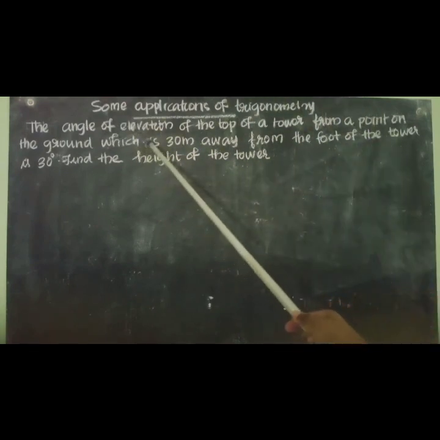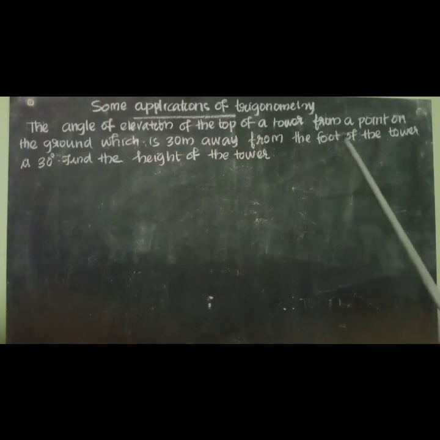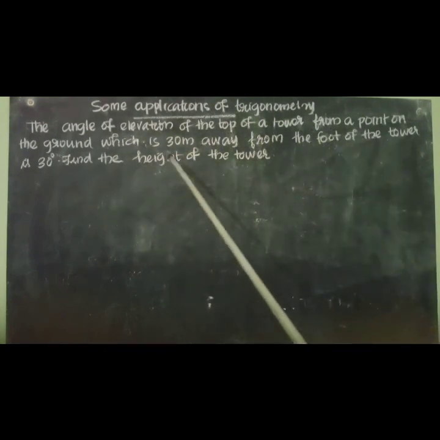The angle of elevation of the top of a tower from a point on the ground, which is 30 meter away from the foot of the tower, is 30 degree. Find the height of the tower. So, first let us draw a figure based on this information.